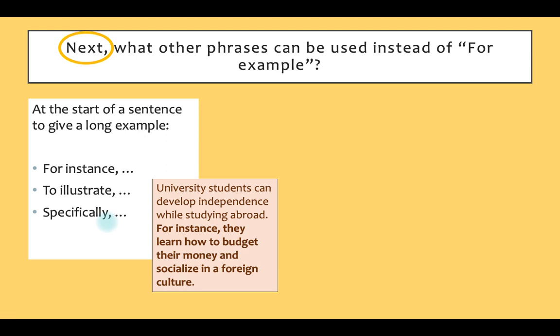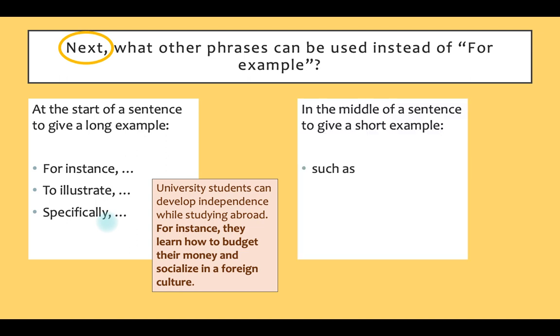University students can develop independence while studying abroad. For instance, comma, they learn how to budget their money and socialize in a foreign culture. We can also give an example in the middle of a sentence, especially if it's a short one of just a word or two, and we use the phrase such as to do this.